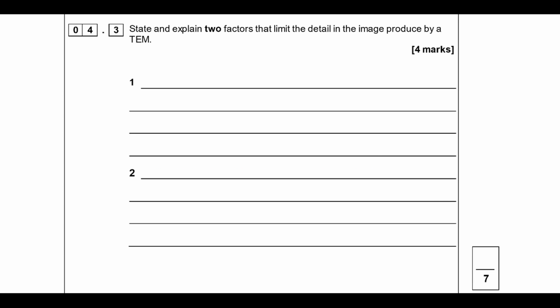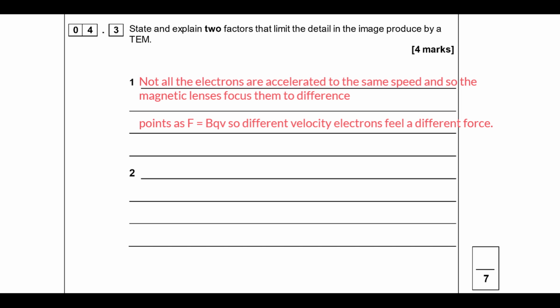So the last question, state and explain 2 factors which limit the detail of the image produced by transmission electron microscopes. So the first problem you get is that not all your electrons are necessarily at the same energy and therefore not necessarily at the same wavelength, so you get some blurring of your image due to that. So that's the first one. Let's get that down. Okay, so that's the first source of errors in your electron microscope.